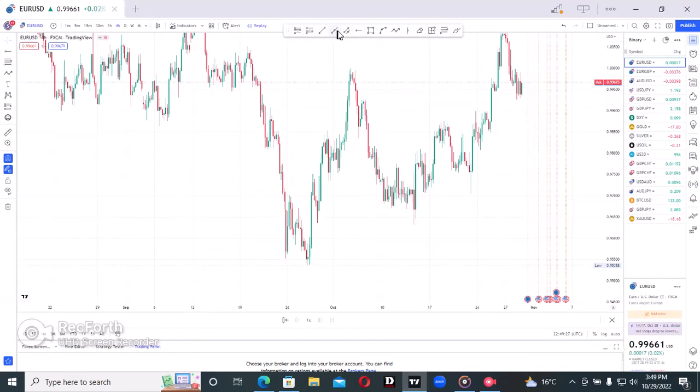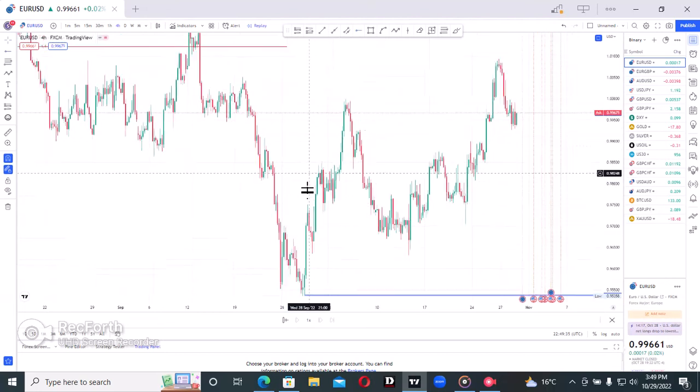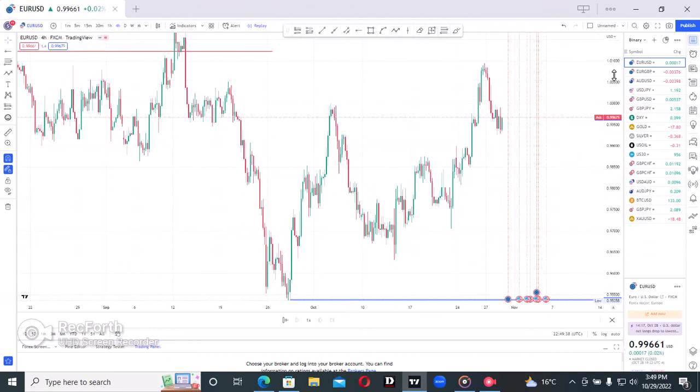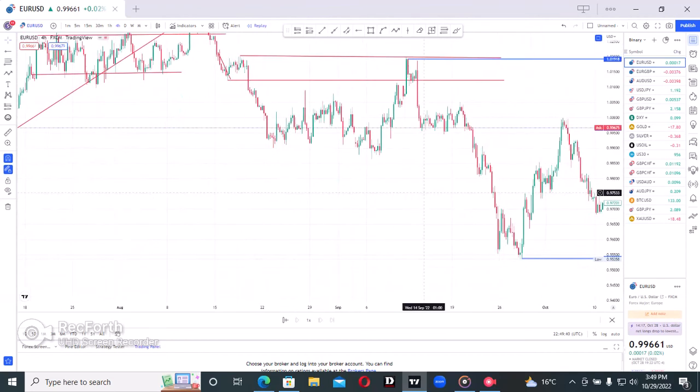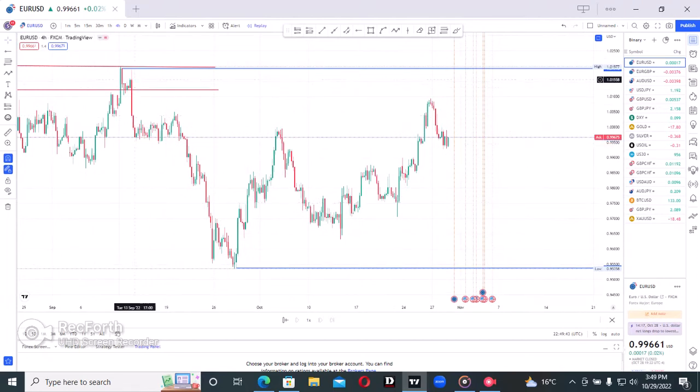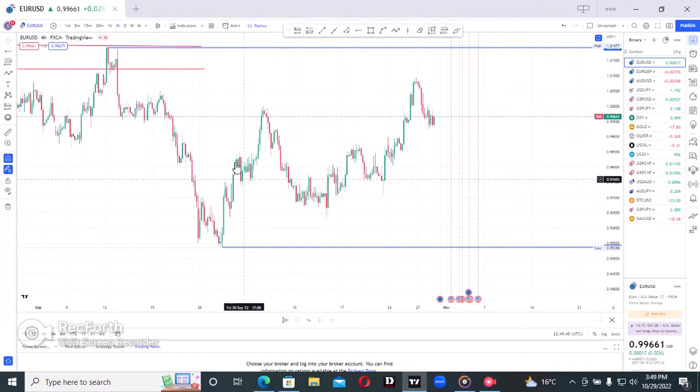This is my horizontal line, and then I'm going to draw my horizontal line from the lowest low of this market right here. So you can see that now I have these two horizontal lines right here. So I'm expecting that this market can end up reaching this position right here. So let me just show you.